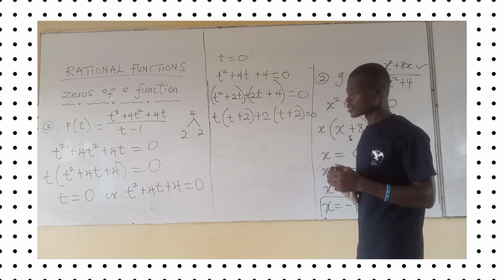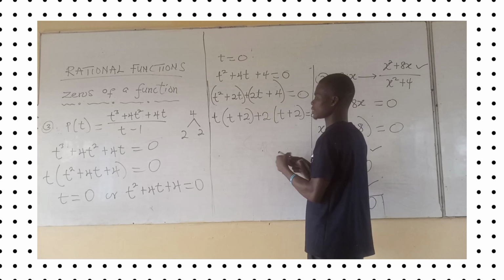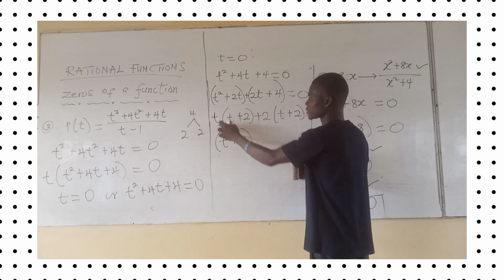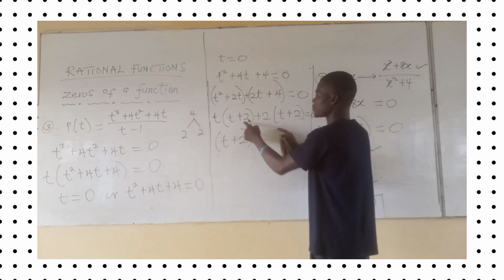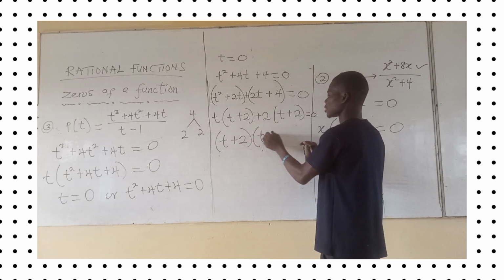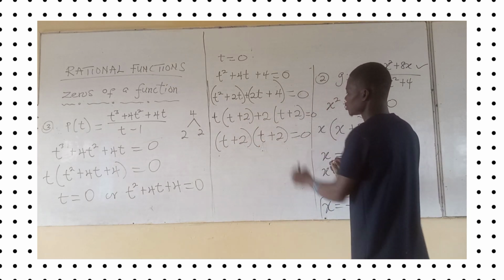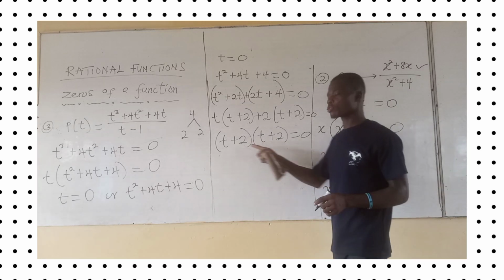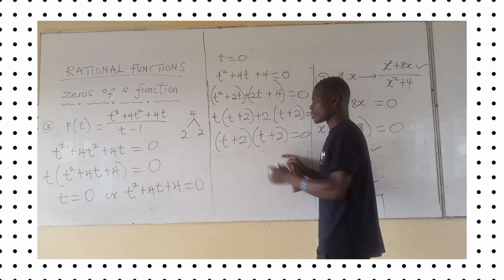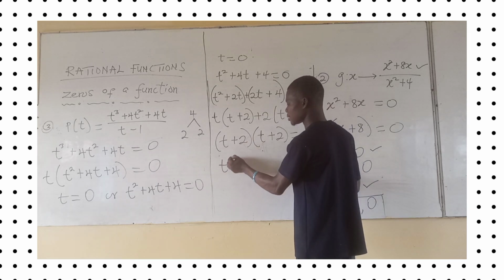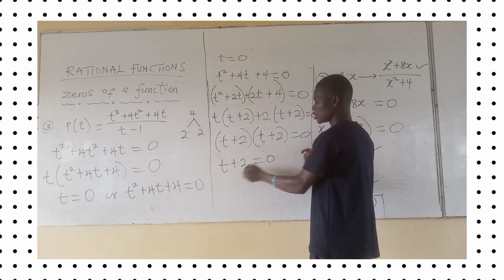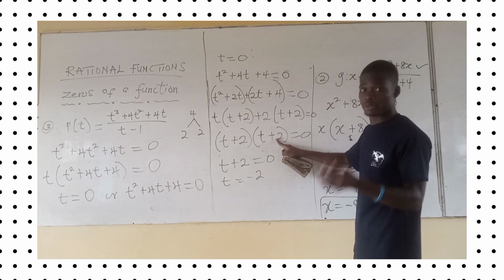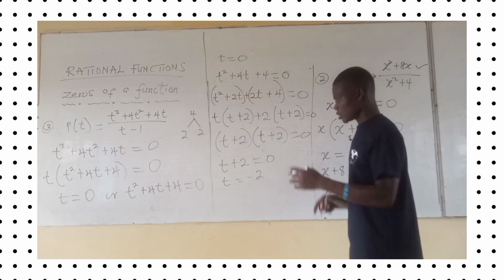And here we see that the terms in the bracket are the same. So let's put the terms outside in one bracket, t plus 2. And the terms inside are the same, choose one, another t plus 2 equals. Now you see that this factor is repeating. So let's take one, t plus 2 to be 0. Then we're going to get t is equal to negative 2. And when you take the other bracket too, you're going to get the same, t is equal to negative 2.